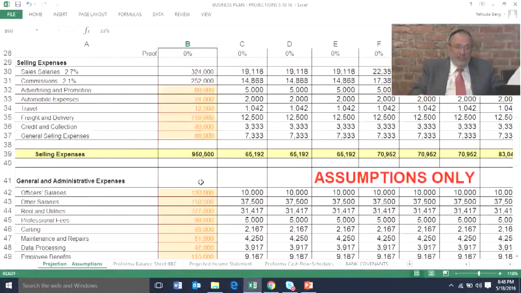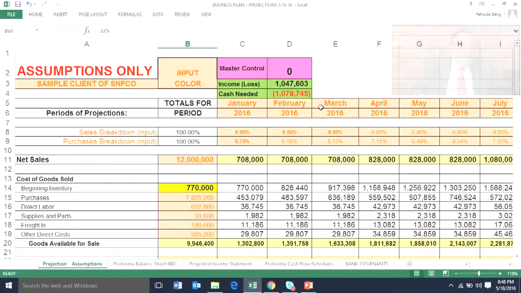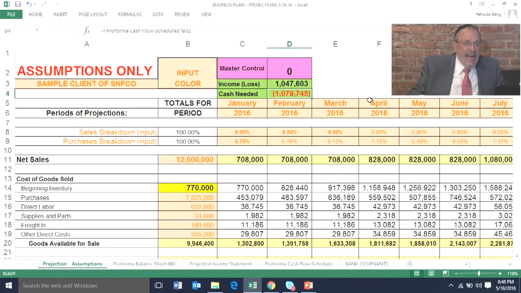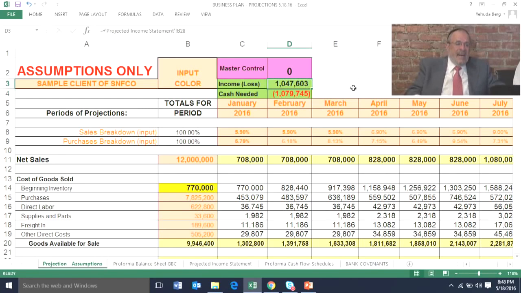But let's see what happens. If I improve the margin to 33%, I still need $1 million in cash, but look at my profit. My profit went from $86,000 to $1,047,000. It doesn't help me with my cash because I still have to cover receivables, I still have to cover payables. But being that I know that in order to raise my profits, I have to raise my margins, what is my solution for the cash?